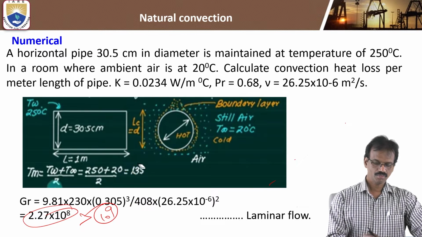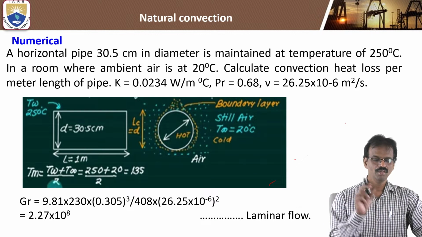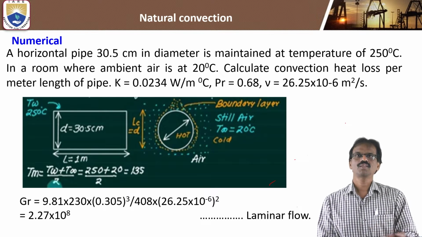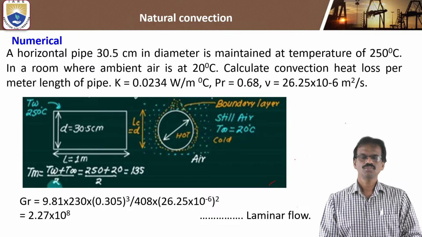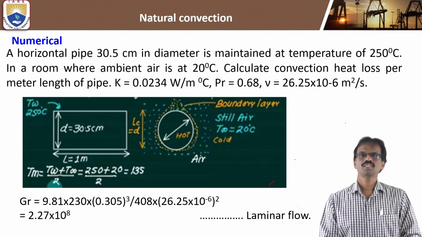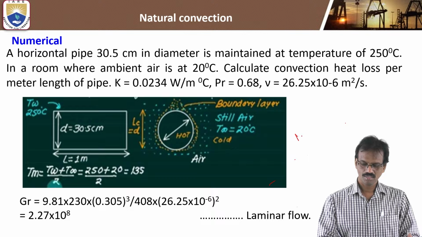Choose the formulas based upon the laminar flow, and the type of pipe, either horizontal pipe or vertical pipe, either solid surface or vertical surface. Based upon these geometrical positions, we can choose different formulas. So different formulas are there, that is, Nusselt value is equal to C into (Gr·Pr) to the power of n.